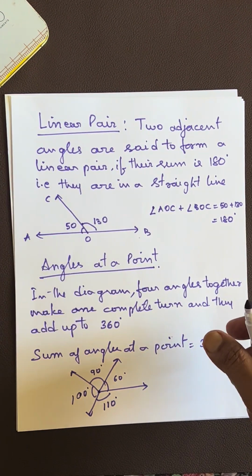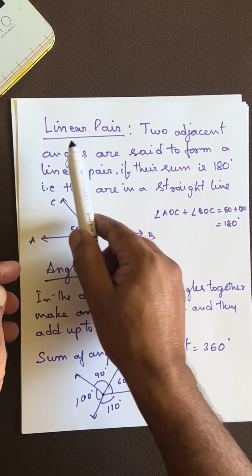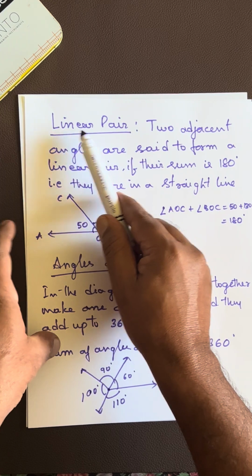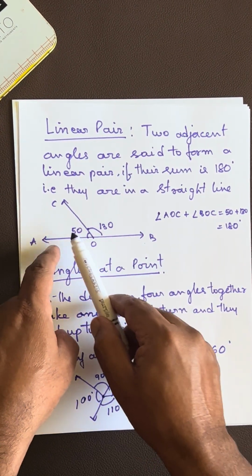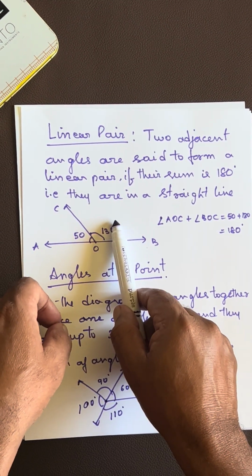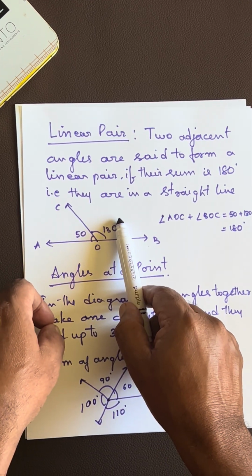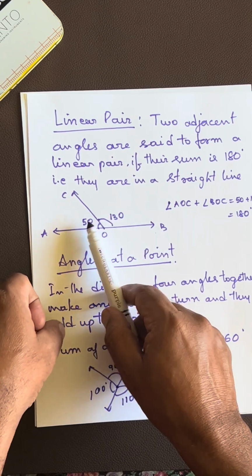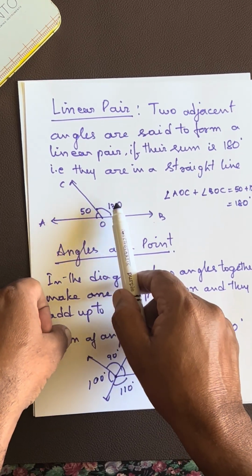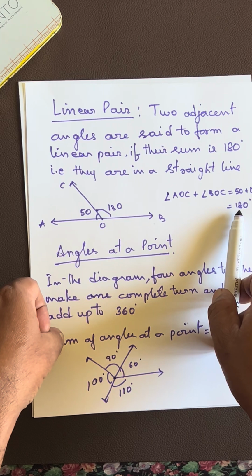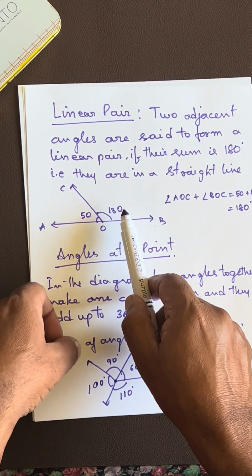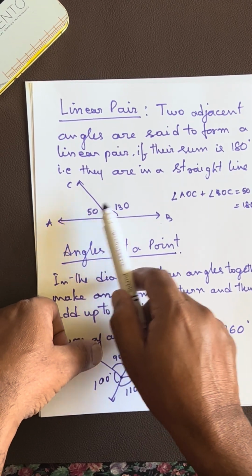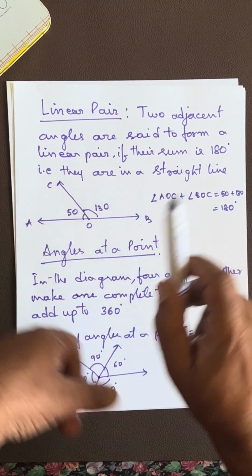And our next part, linear pair. Linear means straight line. A pair means a straight line having two angles. Two adjacent angles are said to form a linear pair if their sum is 180 degrees. 50 plus 130 makes 180. So a linear pair means the two angles are supplementary. When you add up, it becomes 180 degrees.